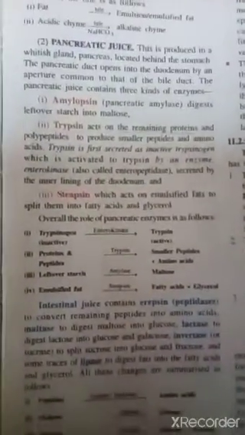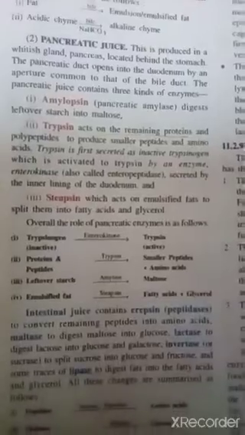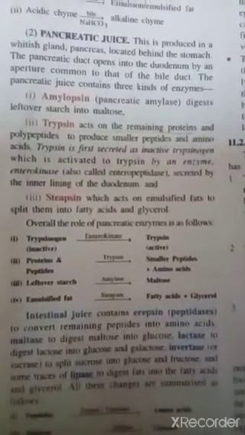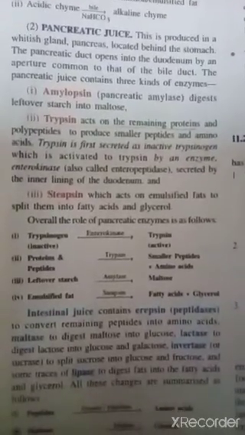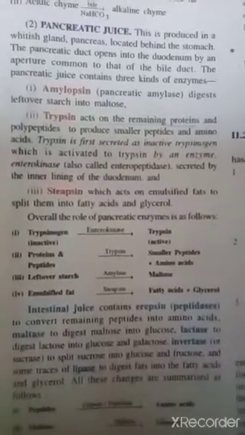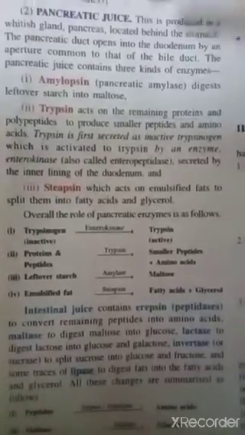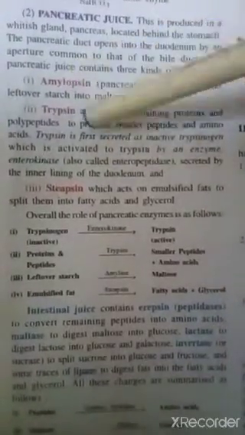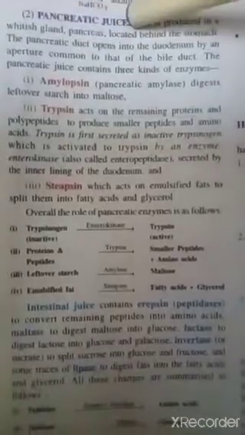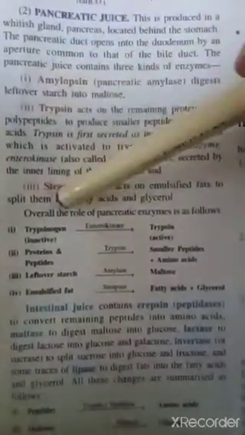Now I have also told you about pancreatic juice. I have told that pancreatic juice is secreted by the pancreas. This is produced in a whitish gland, the pancreas, located behind the stomach. As I have told you in the diagram, the pancreatic duct opens into the duodenum. These three kinds of enzymes are present in pancreatic juice, that is amylopsin, trypsin and steapsin.